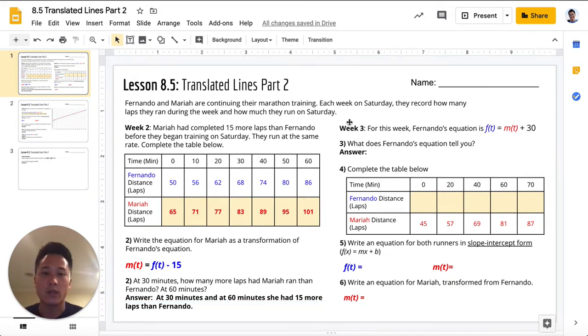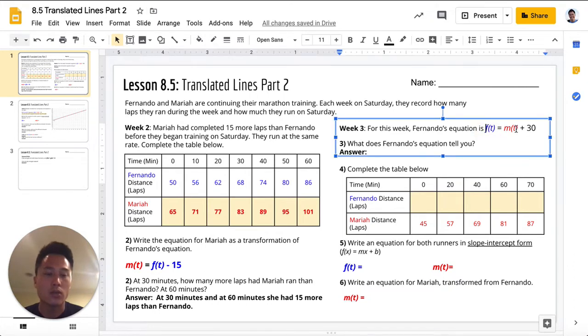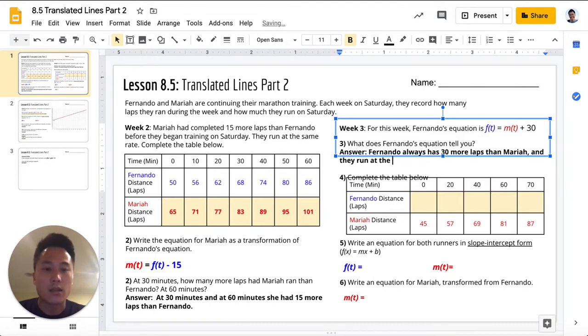Okay, now let's look at week 3 on the right. For this week, Fernando's equation is f of t is equal to m of t plus 30. Remember, f of t is Fernando, m of t is Mariah. So what does this equation about Fernando tell us? Well, we know that f of t, which is his number of laps, is always equal to Mariah's number of laps, but he always has 30 more. So I can say Fernando always has 30 more laps than Mariah, and we know that they're running at the same rate too.